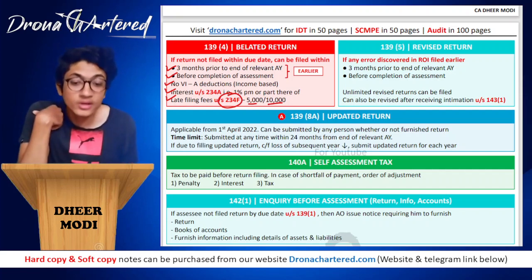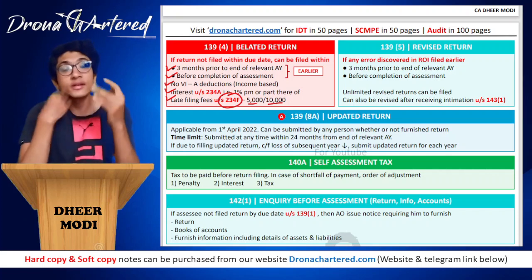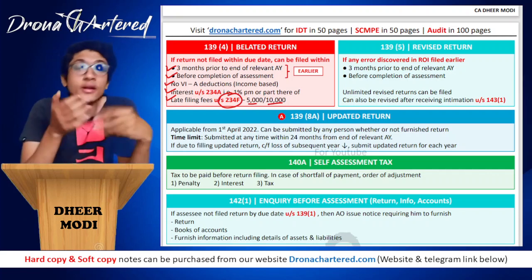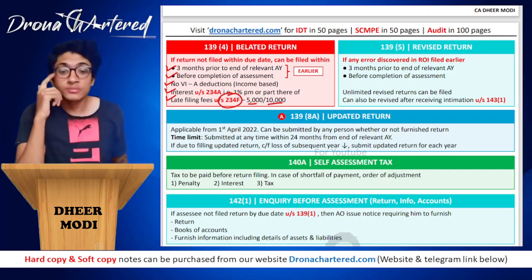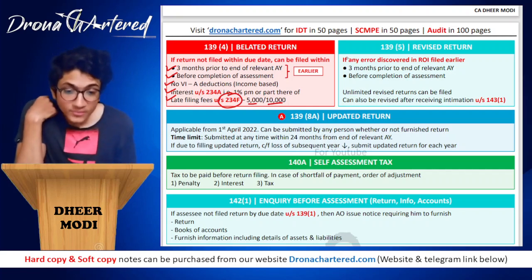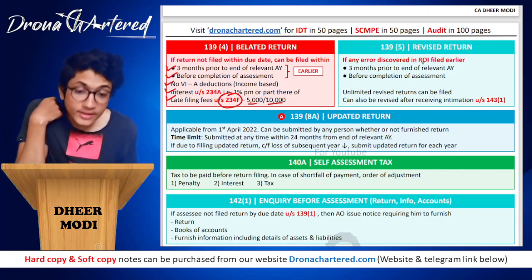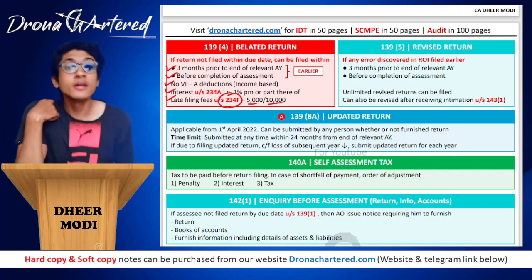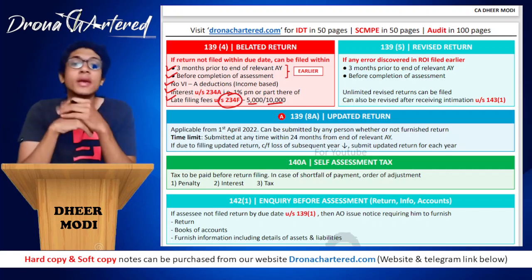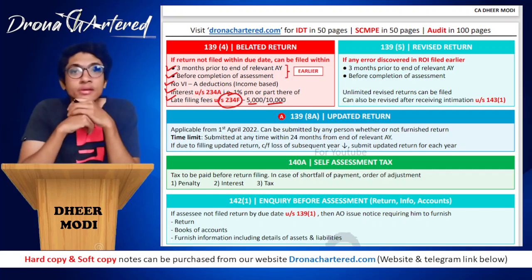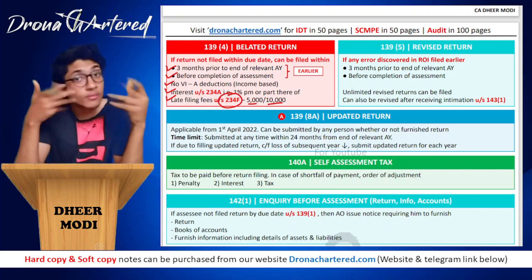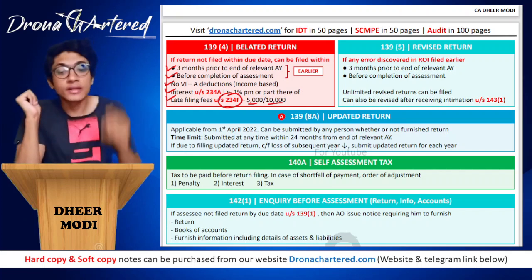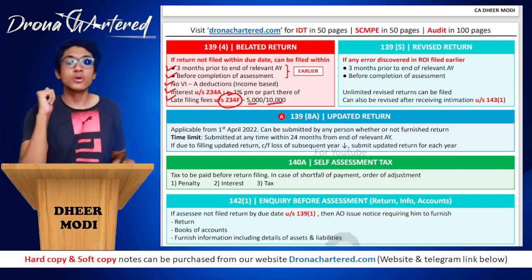Okay. Next is your section 139.5. 139.5 talks about revised return. Revised return means you have already filed one return and now you are changing it. Now you are making some changes to it. So if any error is discovered in the return filed, if you notice there is any error in the return that you have filed, does that mean that I cannot change it? You can change it. That is under section 139.5. That is your revised return.